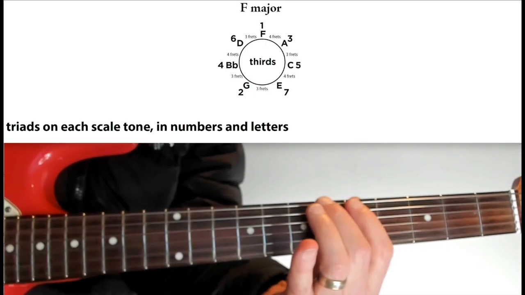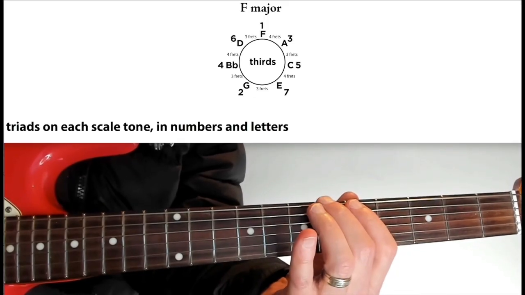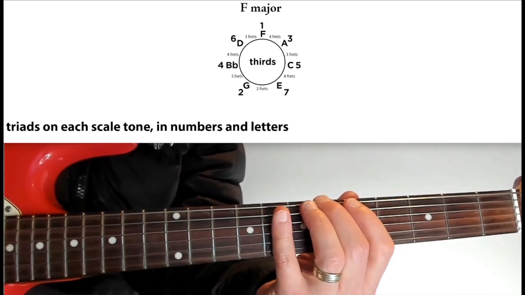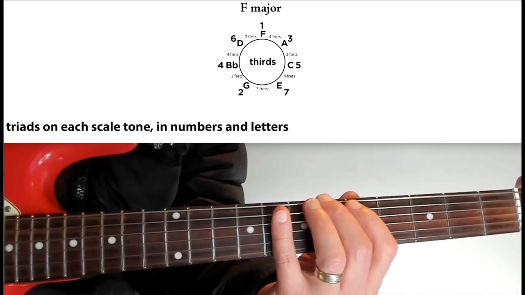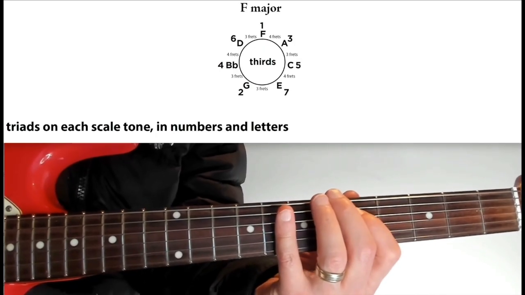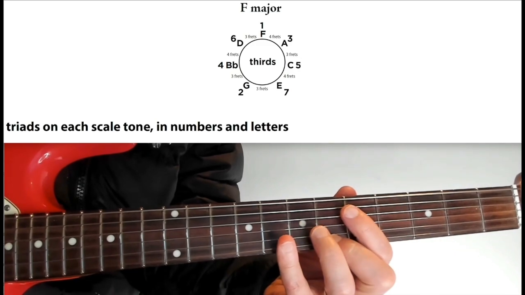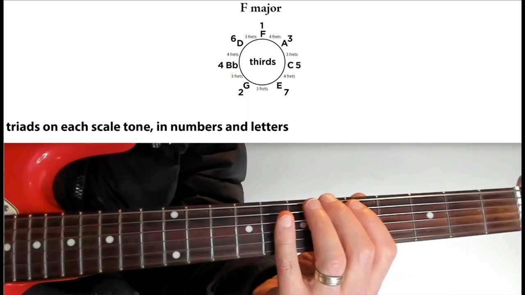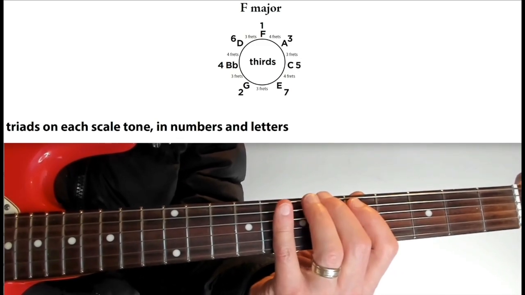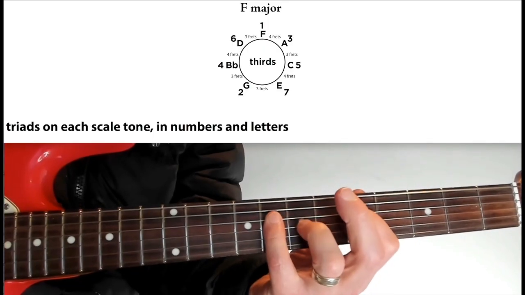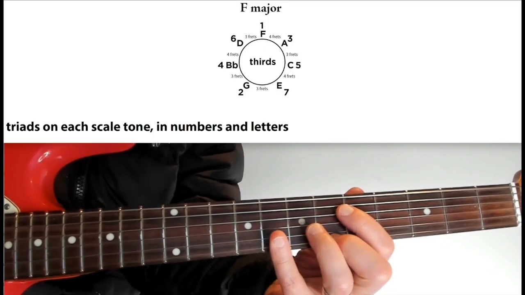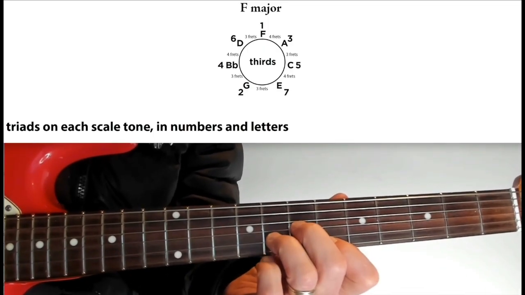And from the bass up, that's 4, 6, 2, 4, 6, 2, 4. And in letters, that's B flat, D, G, B flat, D, G, B flat. Those are the G minor chord tones.